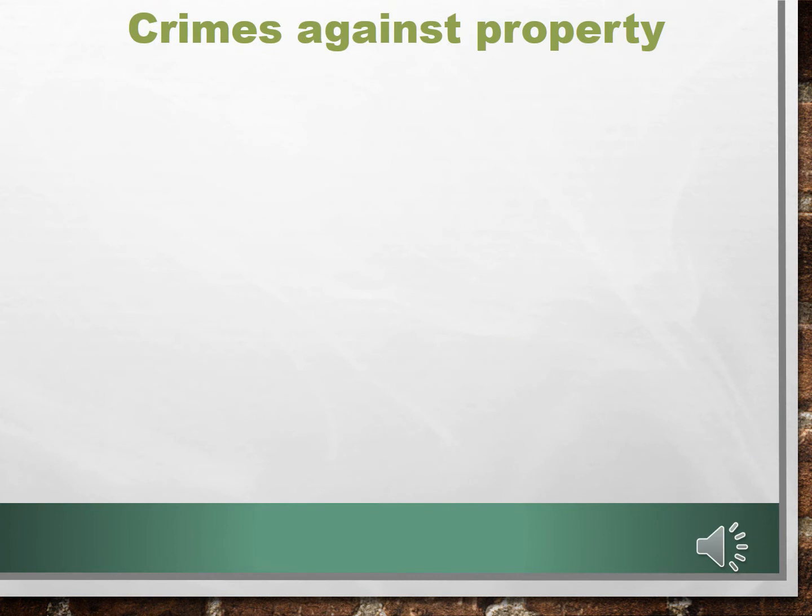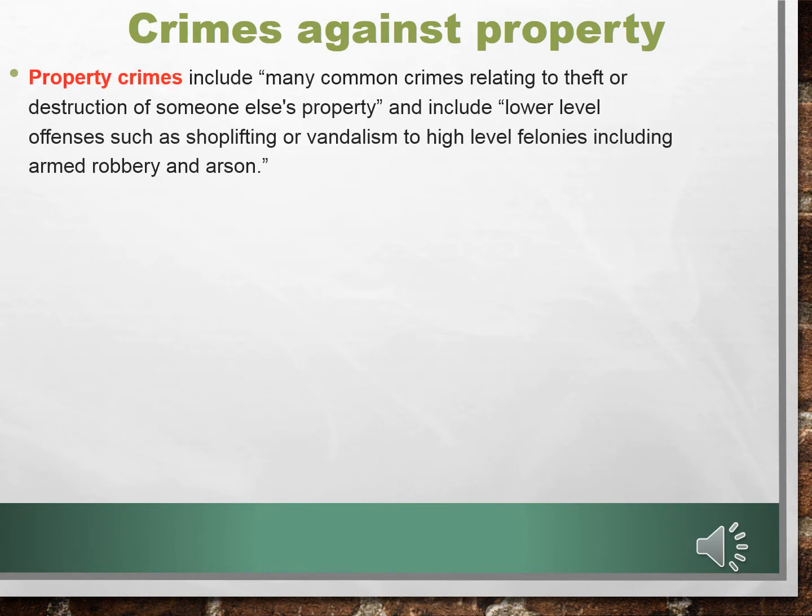Our next category is crimes against property. Property crimes include many common crimes related to theft or destruction of someone else's property, and include lower level offenses such as shoplifting or vandalism to high level felonies including armed robbery and arson. In other words, this is people messing with other people's stuff.